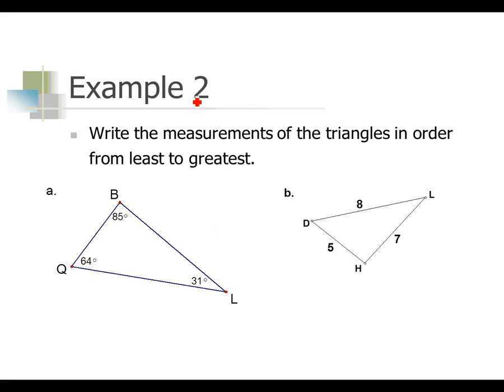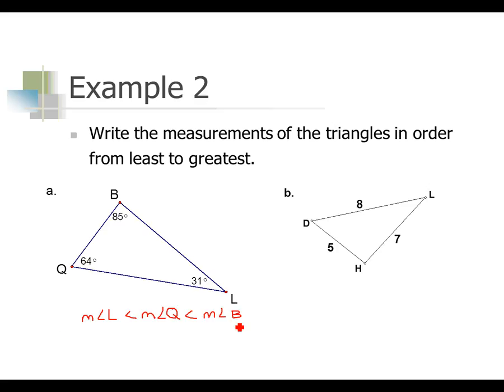So example 2: write the measurements of the triangles in order from least to greatest. So essentially just do what we just did on the last example. So try these out on your own. Take a little bit of time to draw each triangle and list them in order from least to greatest. I would probably start with the information we were given. So for part A, I would start with the measure of angle L is less than the measure of angle Q, which is less than the measure of angle B.